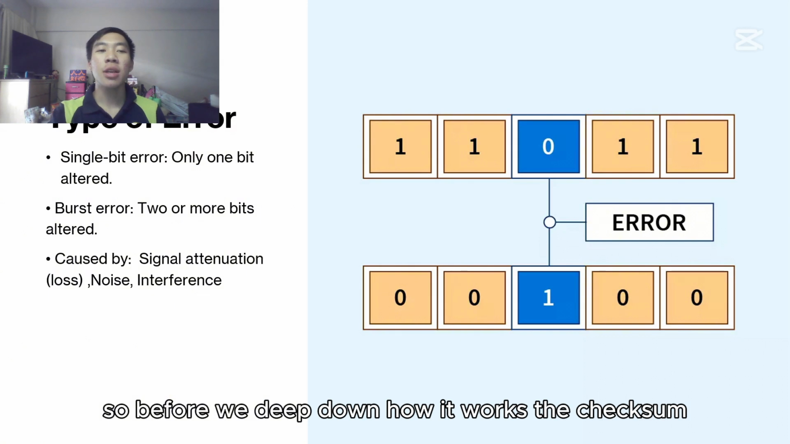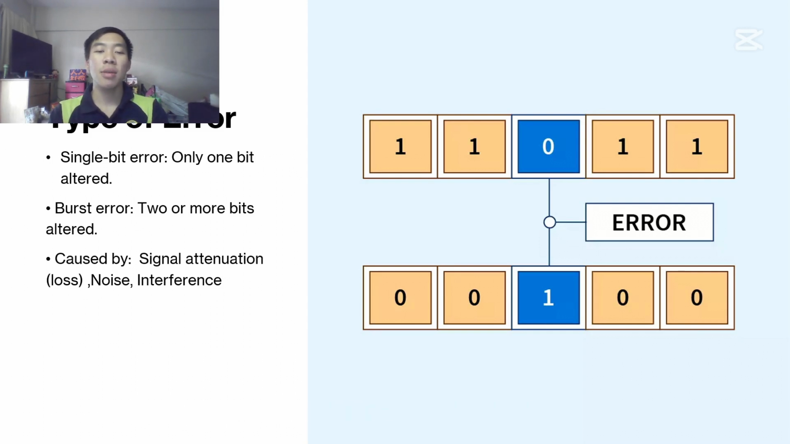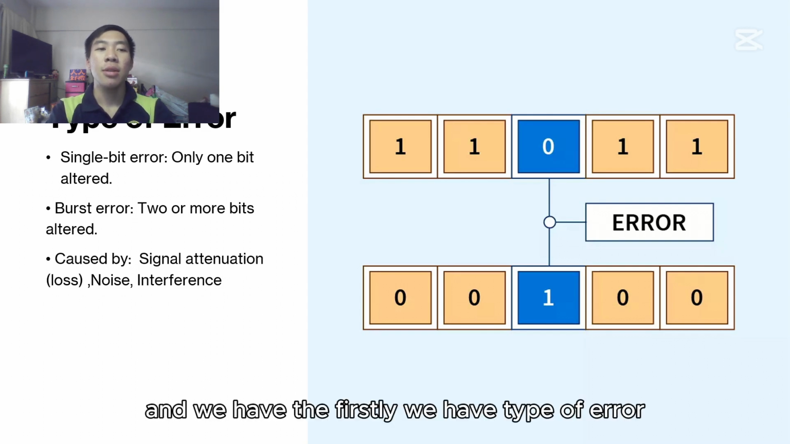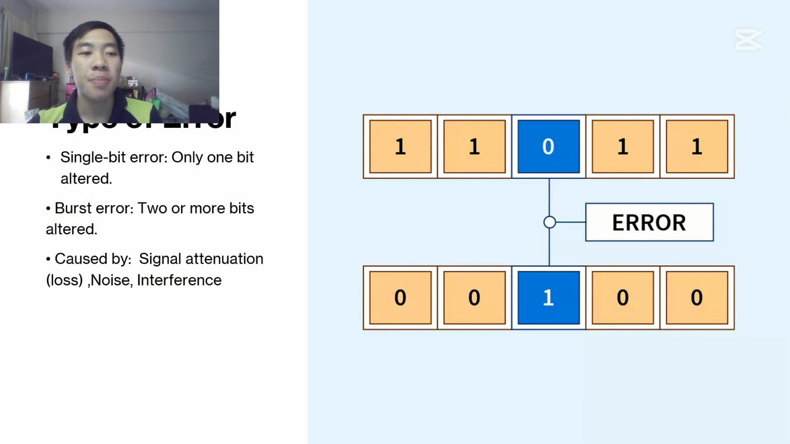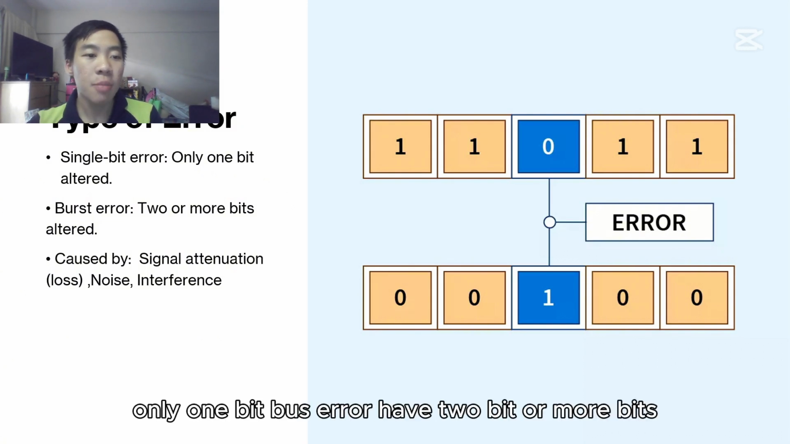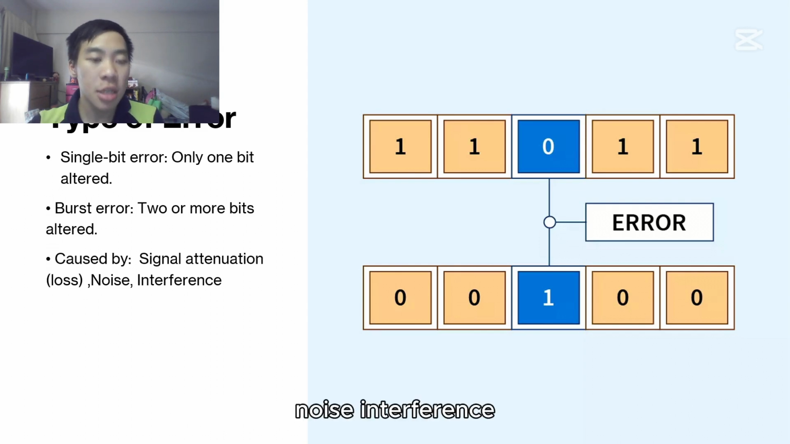So before we dive into how the checksum works, we need to know what the problem is. Firstly, we have types of error. There are single bit errors and burst errors. Single bit means only one bit is wrong. Burst error has two or more bits wrong. All of this is caused by signal attenuation, noise, and interference.